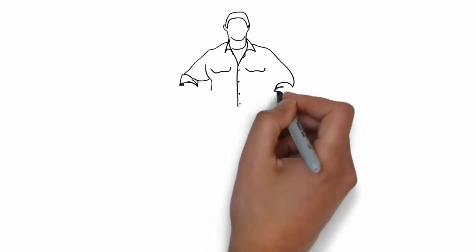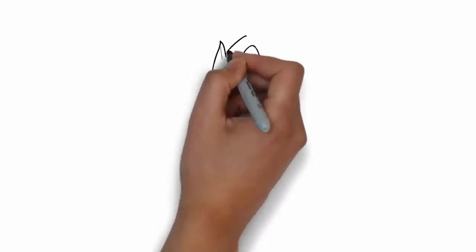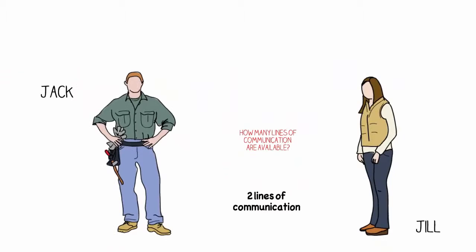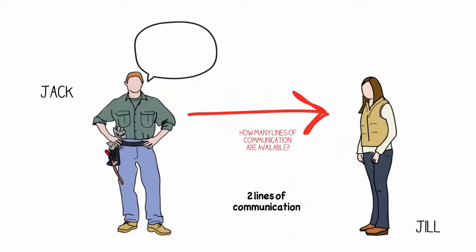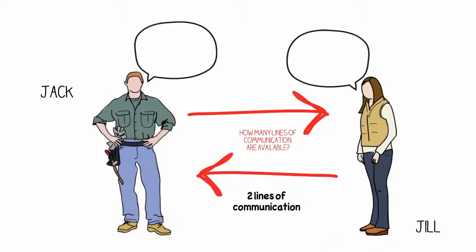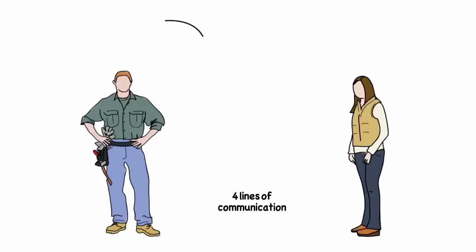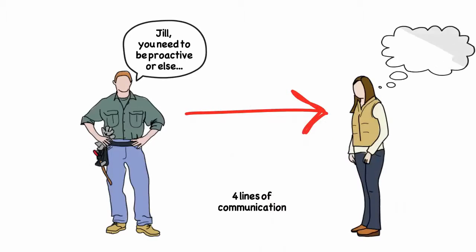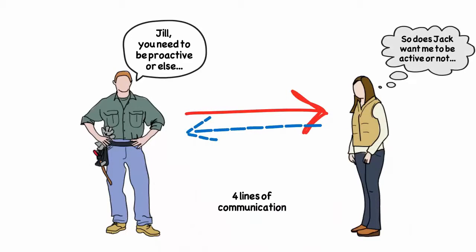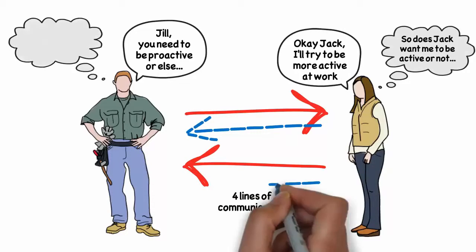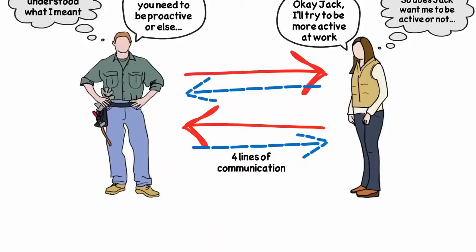Let's say Jack starts a service business. He hires Jill to help him. How many lines of communication are there between Jack and Jill? Most people would say there are 2 lines of communication. There's what Jack says to Jill and what Jill communicates to Jack. But what most people don't realize is that there are actually 4 lines of communication. There's what Jack is saying to Jill, but also how Jill is interpreting what Jack is saying, and what Jill is saying to Jack, and what Jack is interpreting being said by Jill.